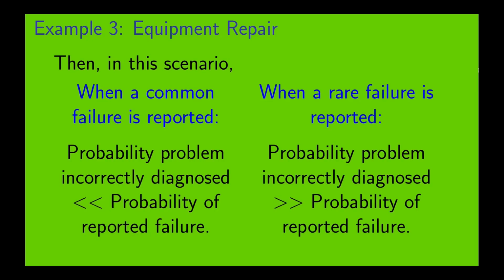When a common failure is reported by the onboard computer, the probability that the problem was incorrectly diagnosed, or in other words, the probability of a sensor failure, is much smaller than the probability that the failure reported by the computer actually happened. On the other hand, when a rare failure is reported by the computer, the probability that the problem was incorrectly diagnosed, because there was actually a sensor failure, is much larger than the probability that the failure reported by the computer actually happened.